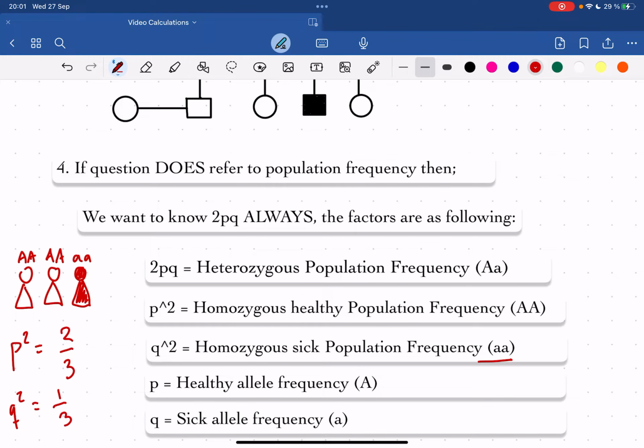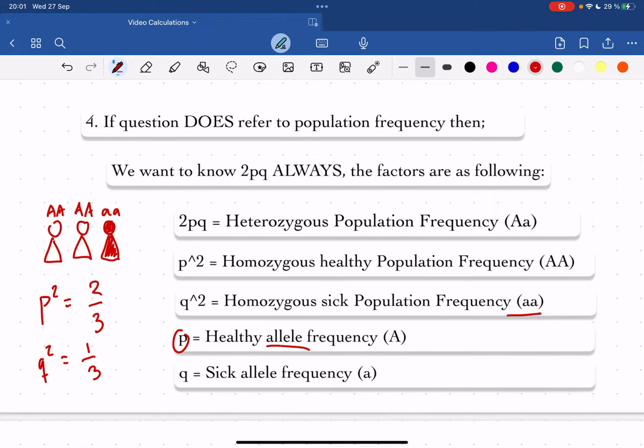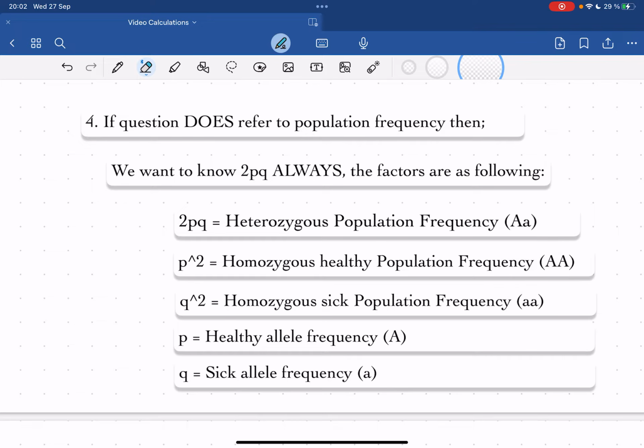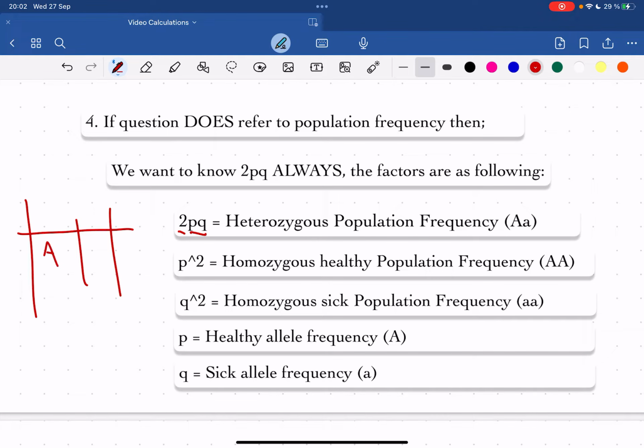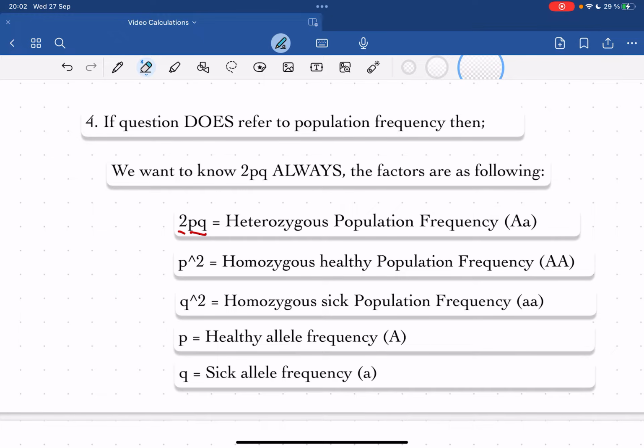All right, then P represents healthy allele frequency, for the dominant A, while Q represents sick allele frequency, or the small a. That's why when you take 2PQ, you might say, oh, isn't it enough to just take PQ? Well, no, because in a Punnett square, the heterozygous phenotype appears twice. That's why you take 2PQ. The only thing you need to remember is 2PQ.